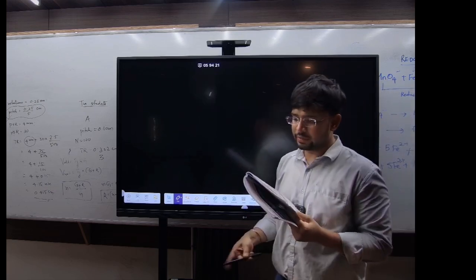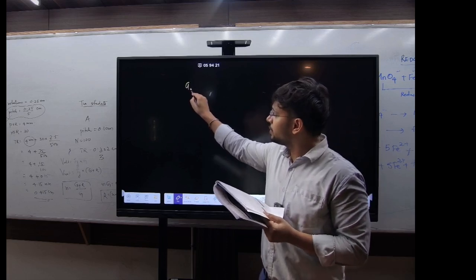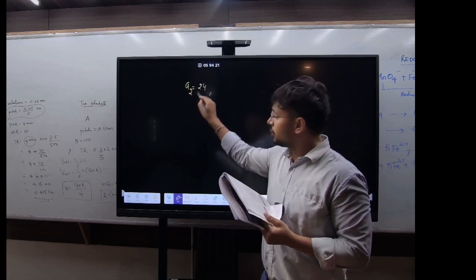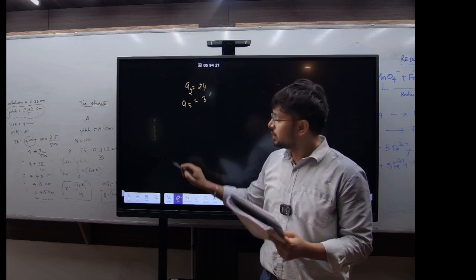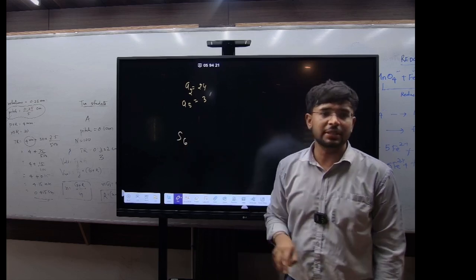What is the second question given? The second term of a GP is given as 24. The fifth term of a GP is given as 3. What is the question asking? The sum of the first 6 terms, which means we have to find S6.